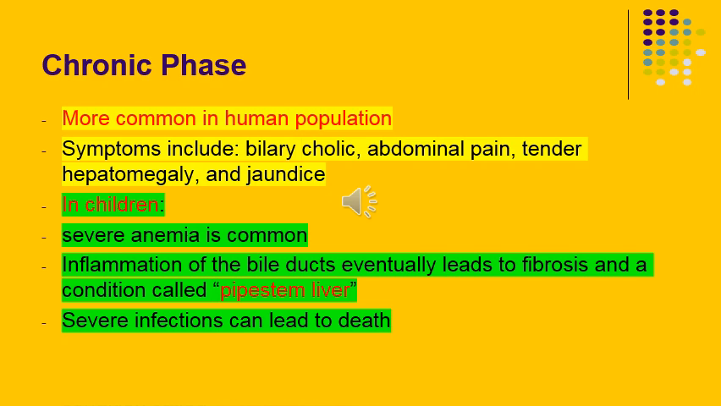Usually, the children who are infected with this form show severe anemia, which is common in children. Inflammation of the bile duct eventually leads to fibrosis and a condition called pipestem liver. Severe infection can lead to death. So we have to be careful about the children.